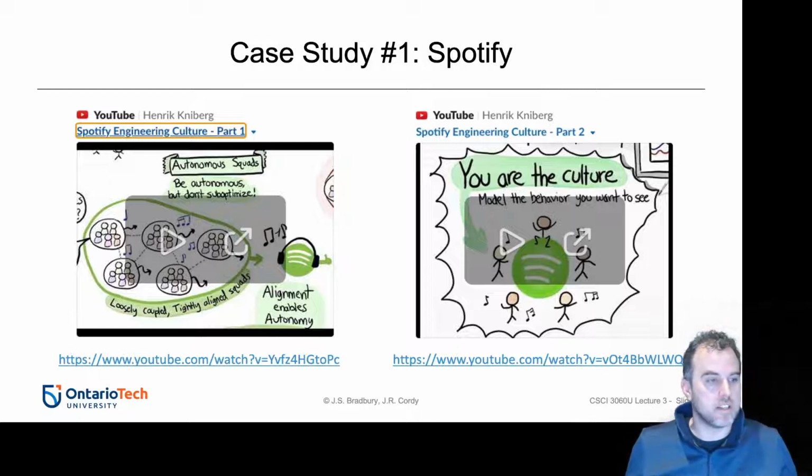Someone said that the autonomy and lack of authority makes them nervous. And this is one of those things that's really interesting. The idea is that there is autonomy in these squads, and there are still managers, but the idea of servant leaders within each squad is important. The other thing is this idea of alignment and coupling. So the aligned squads that are loosely coupled that you see here on the actual screen.